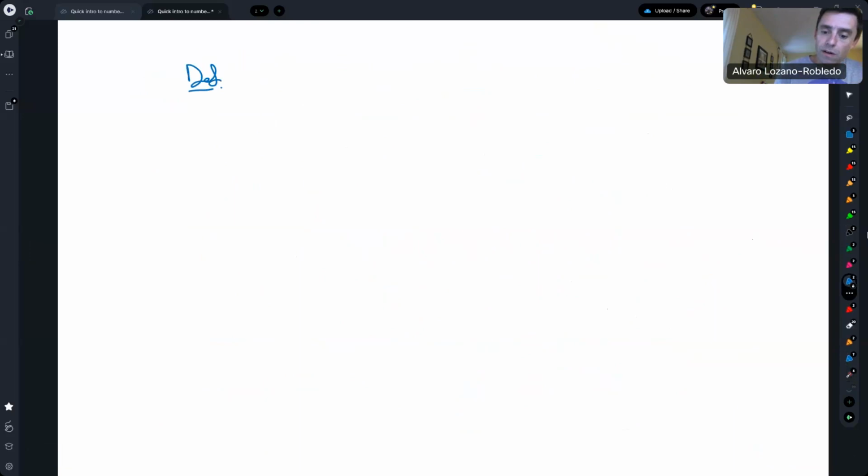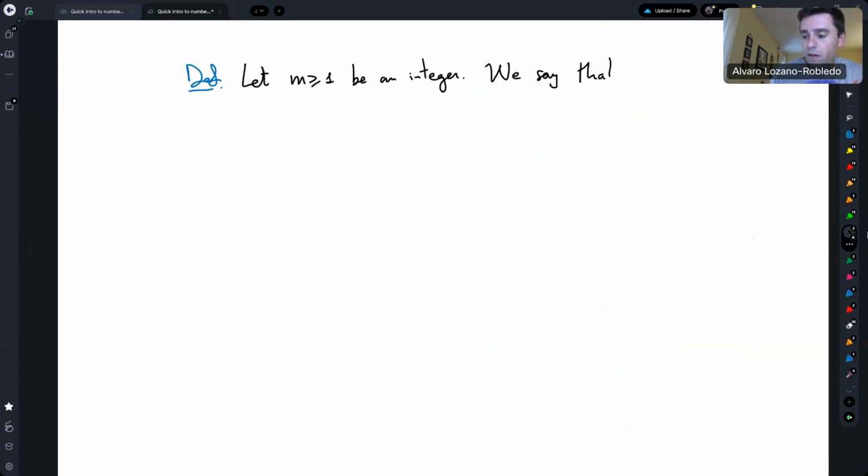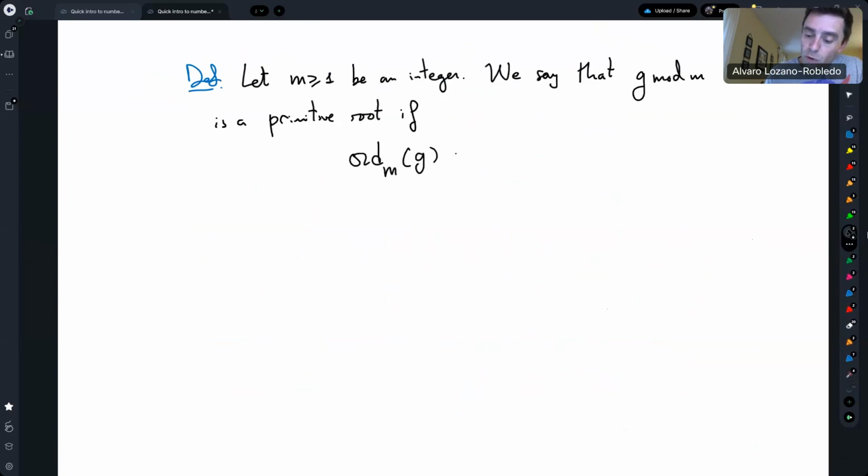Definition. Let m be an integer. We say that g mod m is a primitive root if the order of g modulo m is the maximum that is possible, which is phi of m in this case.